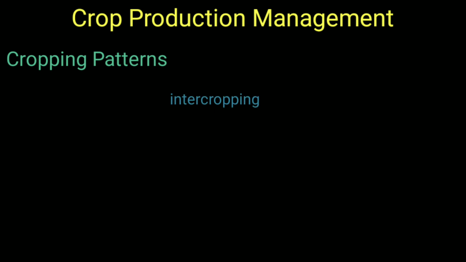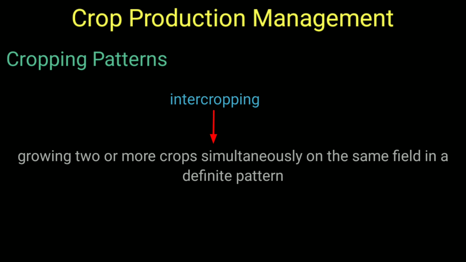Second type is intercropping. Intercropping is growing two or more crops simultaneously on the same field in a definite pattern. A few rows of one crop alternate with a few rows of second crop. For example, soybean plus maize.